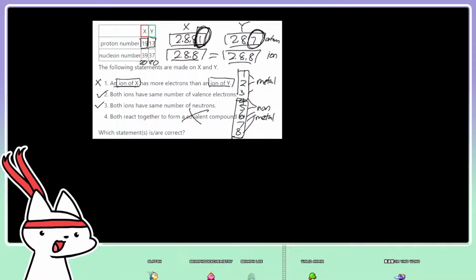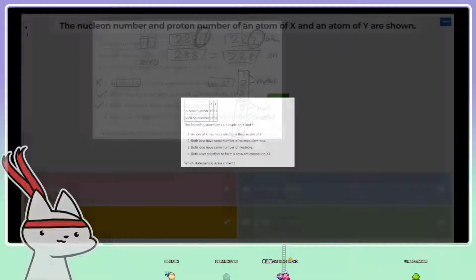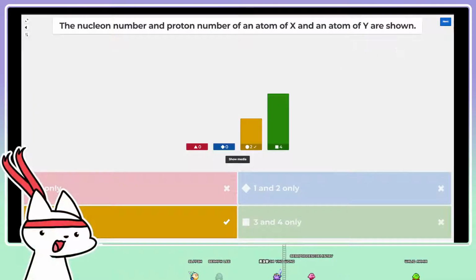So next week, everything will be on ionic, covalent, anything related to chemical bonding. So this is a sneak preview for it. So yes. Okay, moving forward.